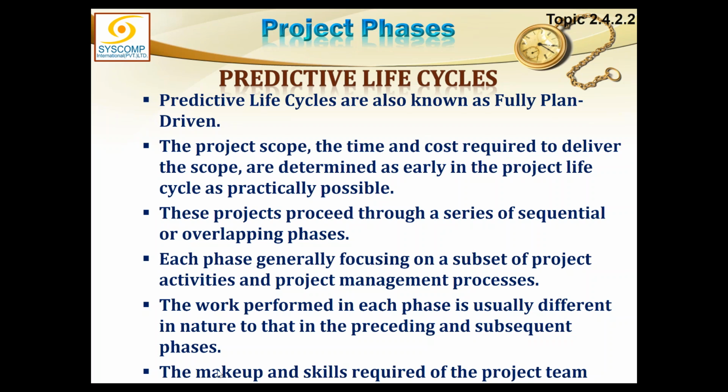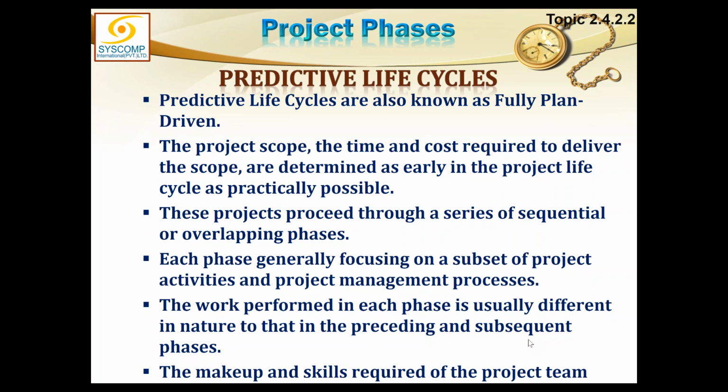Predictive life cycles are also known as fully plan driven because they are planned in detail at the outset. Project scope, the time, and the cost required to deliver the scope are determined as early in the project life cycle as practically possible. These projects proceed through a series of sequential or overlapping phases. There can be a little bit of overlap in these phases, but they're planned beforehand. Each phase generally focuses on a subset of the project activities and project management processes. The work performed in each phase is usually different in nature to that in the preceding and subsequent phase.